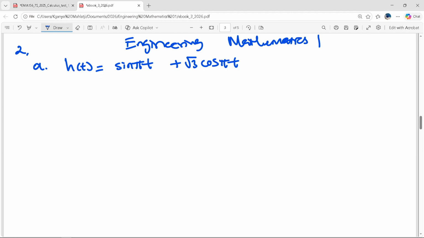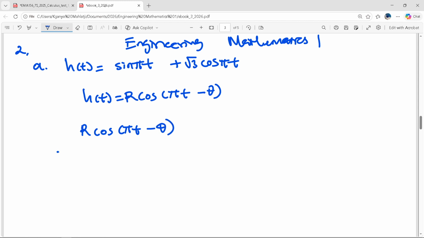Express h of t in this form, r cos of pi t minus theta. Okay, we're going to start now. First we need to work out this r cos of pi t minus theta. That's the first step you must do all the time. You're gonna say r cos of pi t minus theta equals, and you're going to use the identities. You can use your formula sheet at the back of your question paper.